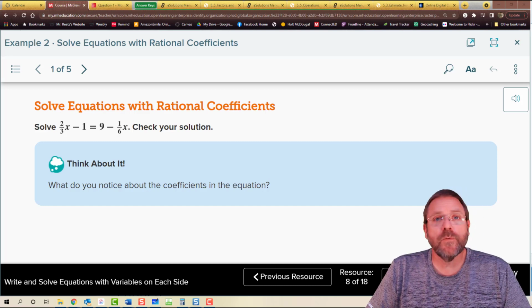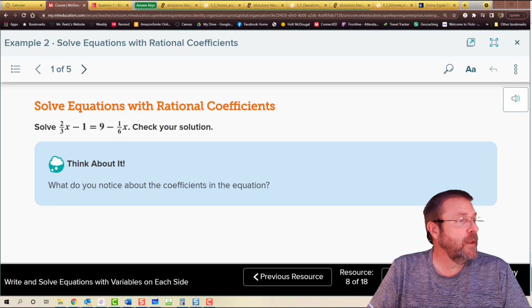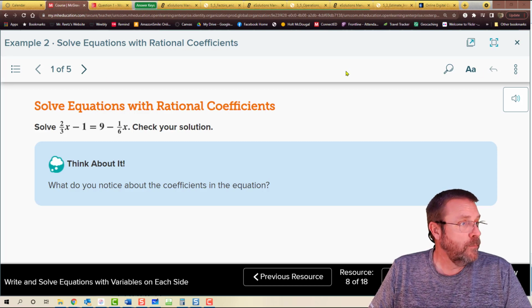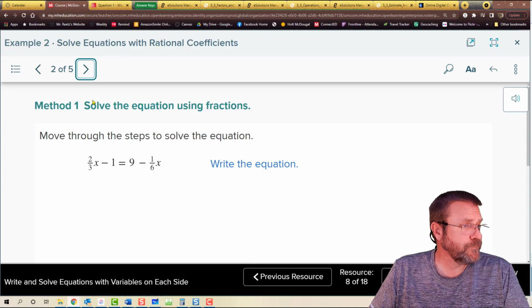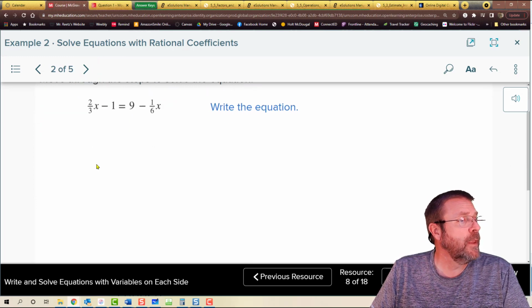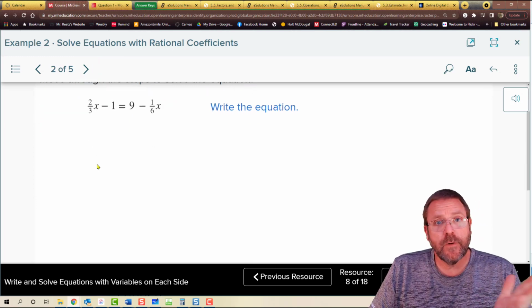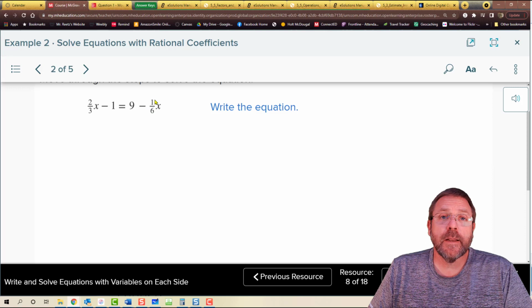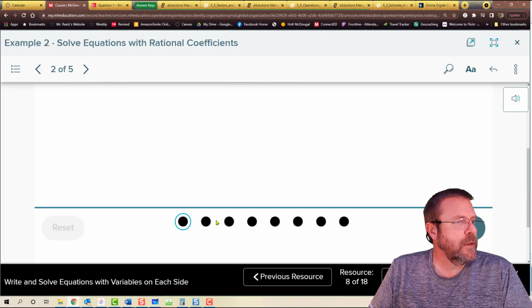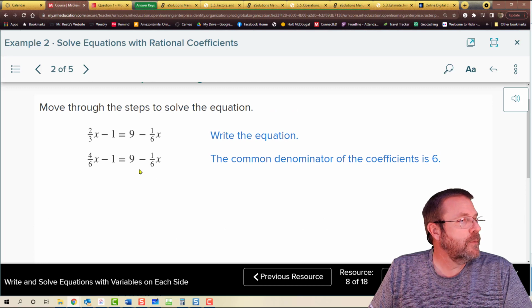You have negative 2/3 x minus 1 is equal to 9 minus 1/6 x. We're going to work it the same way we work the others, only now we're going to have to deal with some least common denominators. So my very first step is to get the x's on one side or the other. And if it was me doing it, to keep my x's positive, I'd take that negative 1/6 x and move it to the left-hand side. Let's see what they chose to do.